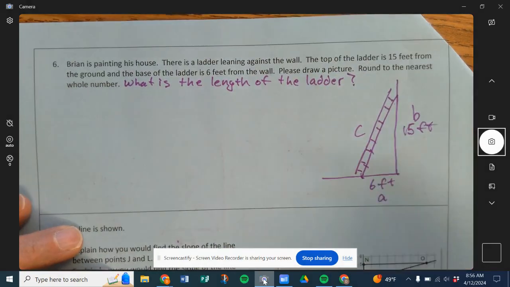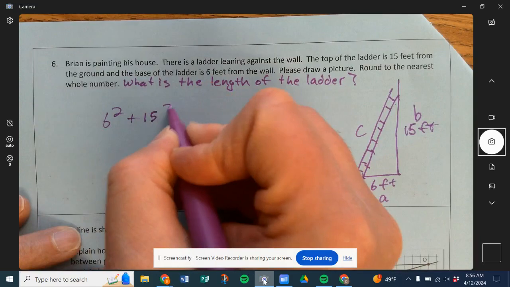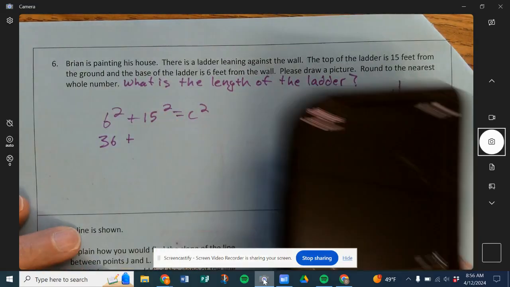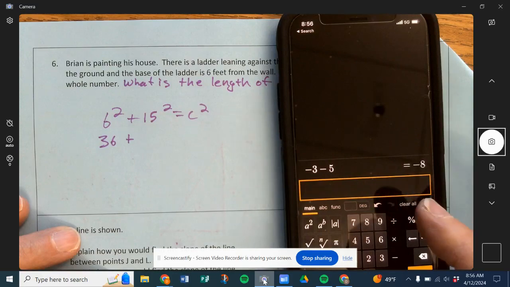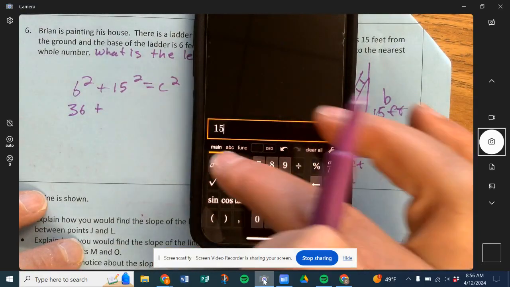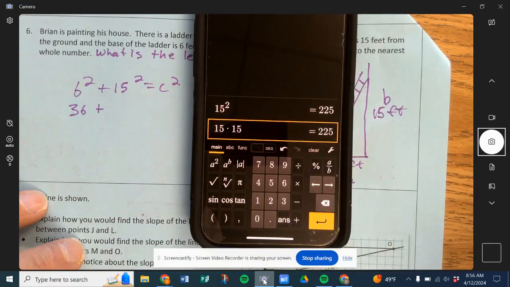Okay, so it's going to be 6 squared plus 15 squared equals c squared. 36. We've already done the math for that, so I don't need to. I know that 15 squared is 225, right? But again, if you're like, how does he get those numbers? 15 squared is the same thing as 15 times 15.